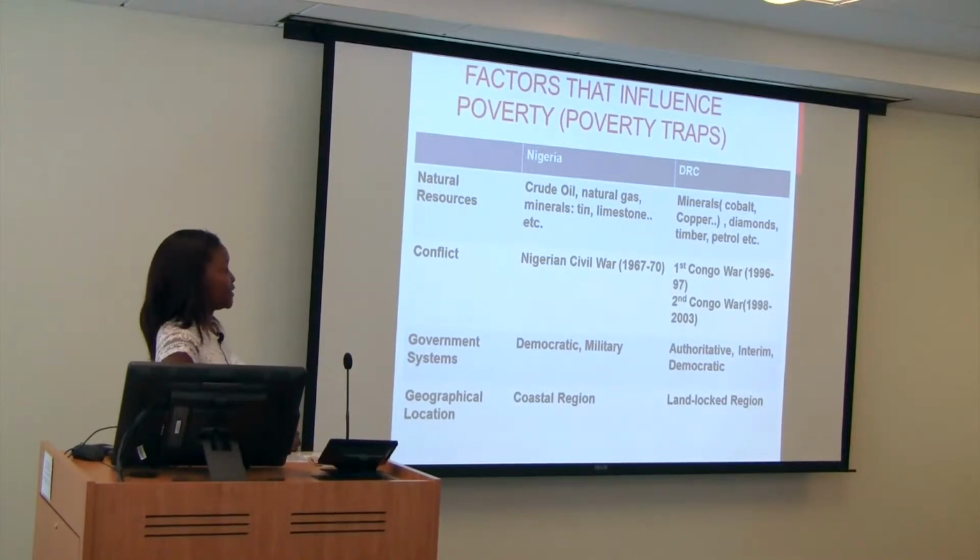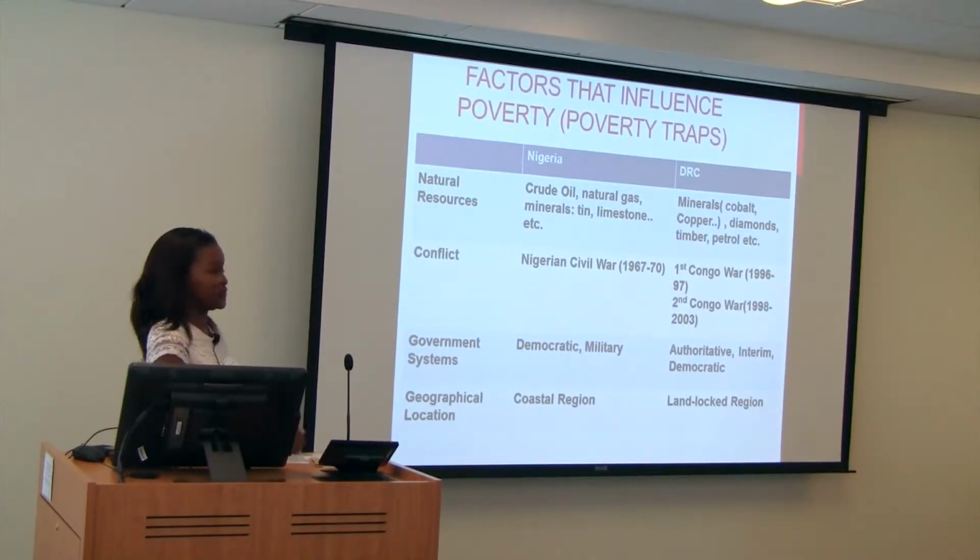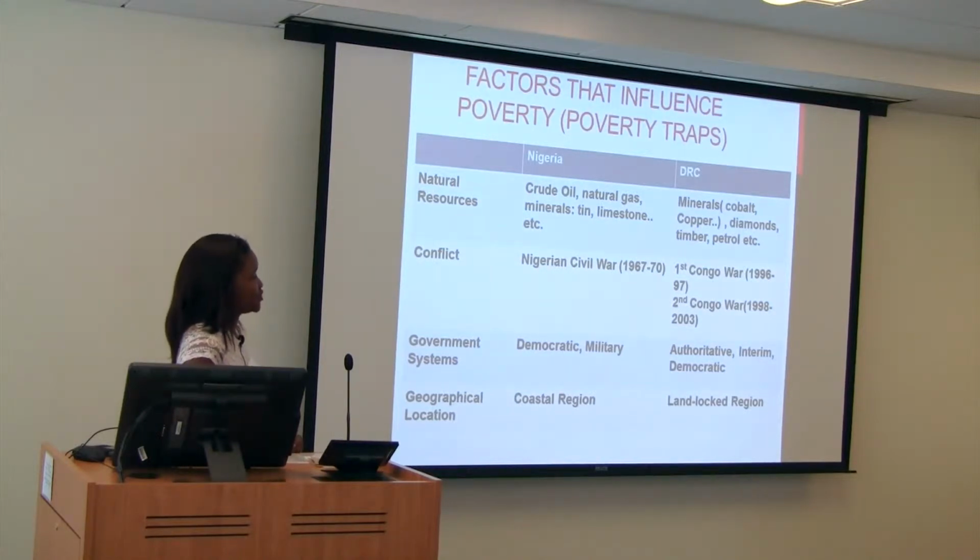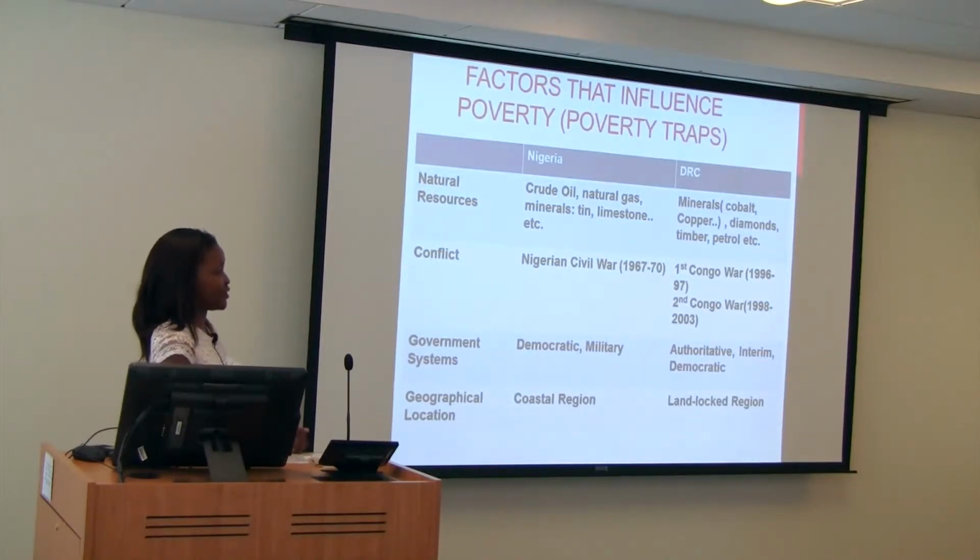Nigeria has experienced one major conflict in its history, which is the Nigerian Civil War from 1967 to 1970. The DRC has experienced two major civil wars, the first Congo War from 1996 to 1997, and the second Congo War from 1998 to 2003.